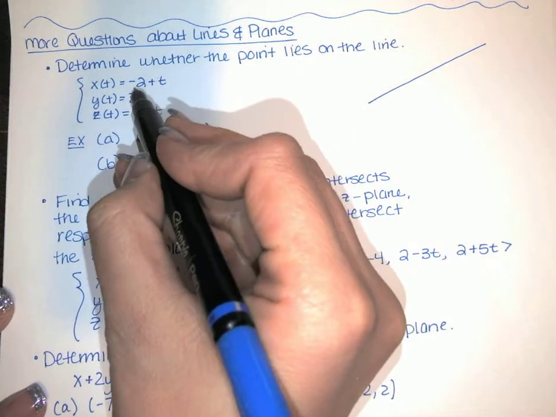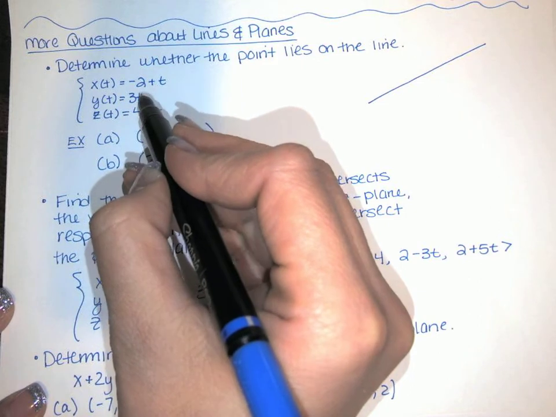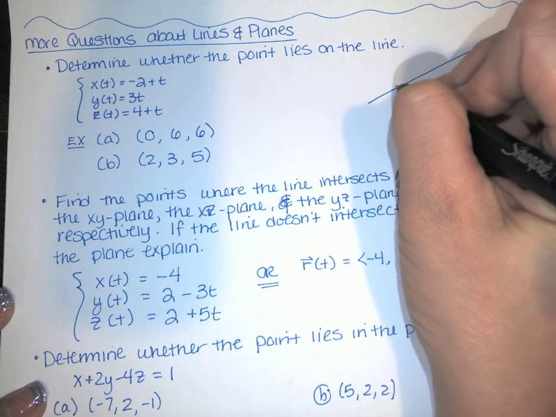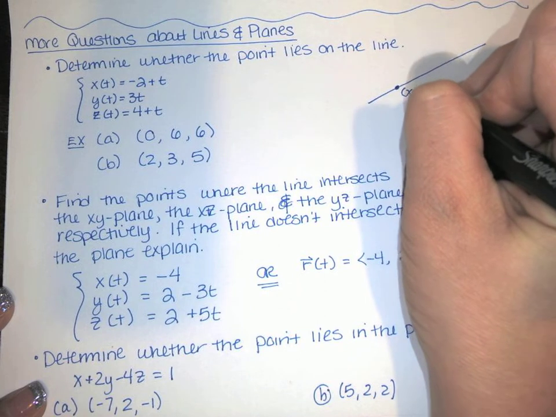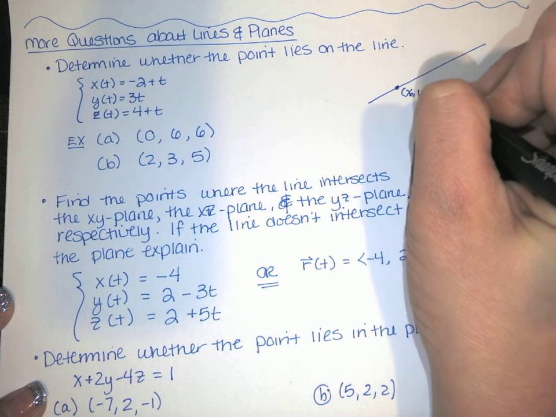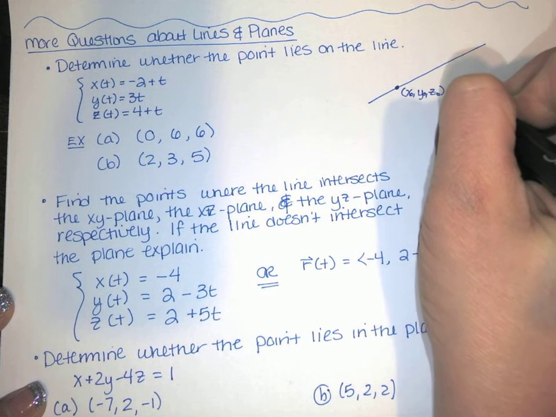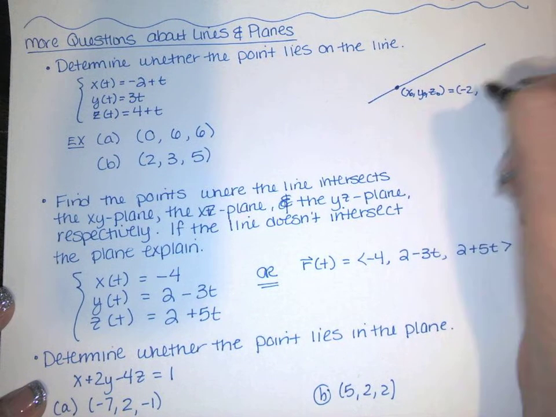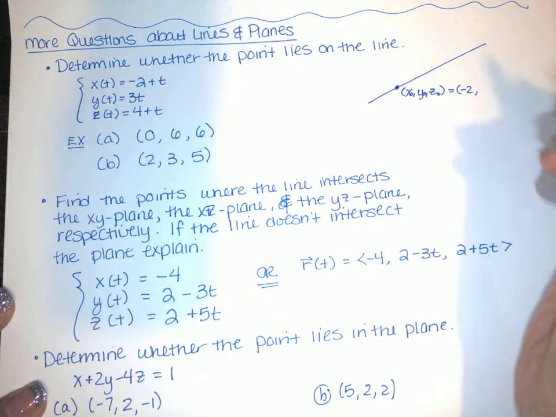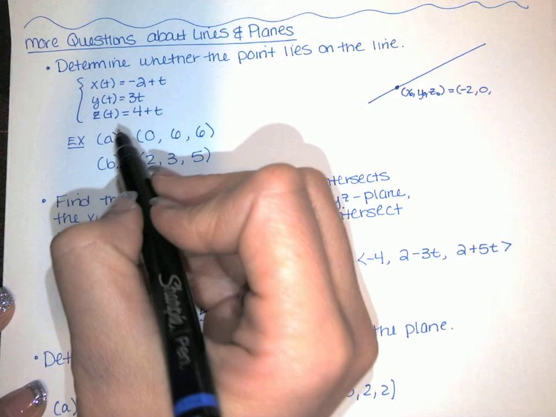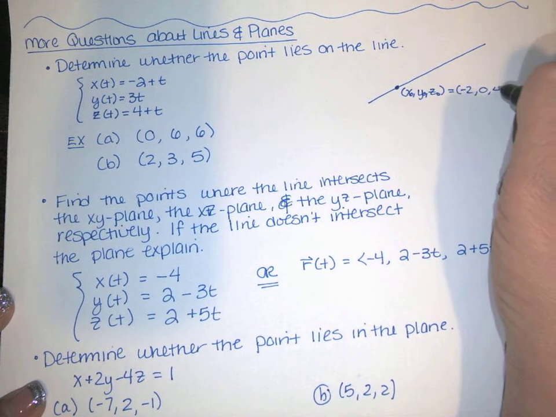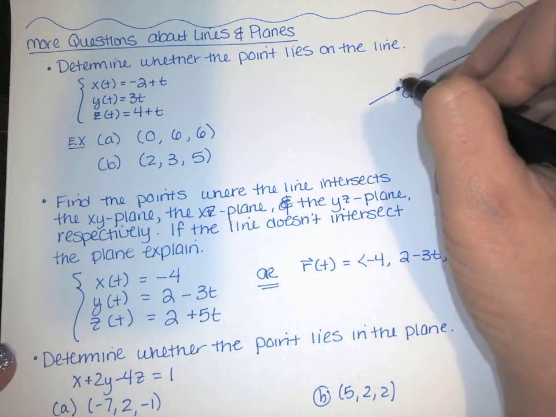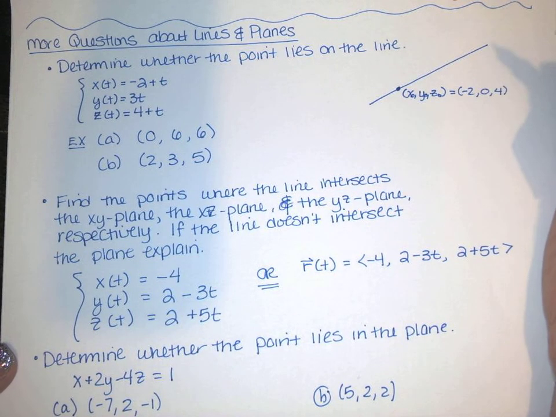And at time t equals 0, we would be located at x equals -2 if I plug in 0. Actually, I'll call that x naught, y naught, z naught. When t equals 0, x is -2, y is 3 times 0, which is 0, and z is 4 plus 0, so 4. So we're here. And then as t increases, we trace out the whole line.